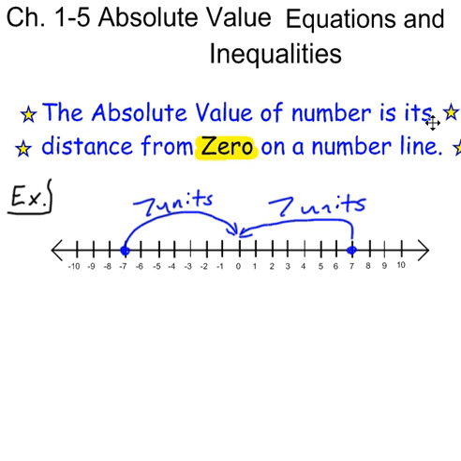The absolute value of a number is its distance from 0 on a number line. As you'll see on my number line below, if I put a dot at 7 and graph the number 7 on a number line, 7 is 7 units from 0. Also, if I graph the point -7, -7 is also 7 units from 0. Since they're both the same distance from 0, that means they have the same absolute value. So for absolute value, we get two values. Okay, let's work an example.